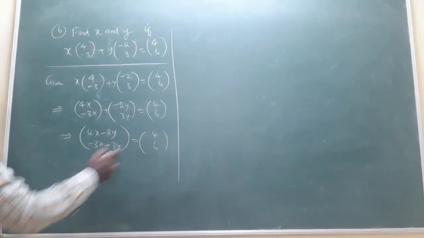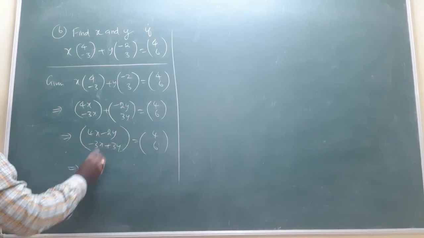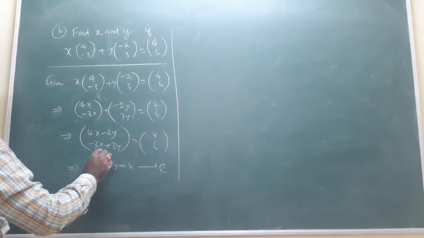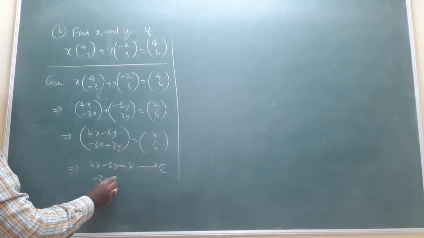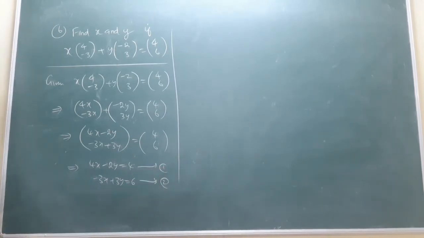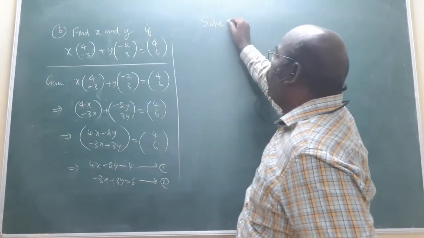Now, two matrices are equal means the corresponding elements should be equal. What is the first element? 4x minus 2y equal to 4. This is the first equation. Keep it; next, minus 3x plus 3y equal to 6, the second equation. Now, solve one and two. Then it's called what? Eliminate.